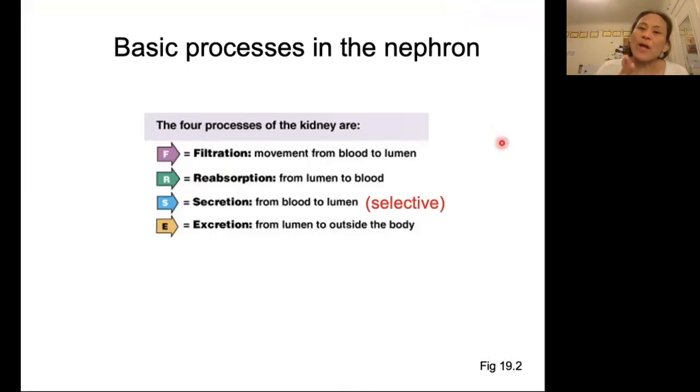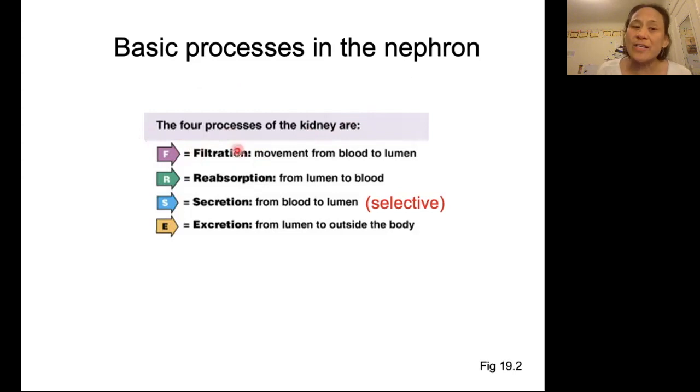Okay, so we just went over some of the basic anatomy of the kidneys. Now I want to go over the basic processes that occur in the nephron. We have four main processes that occur in the nephron slash kidney. They are the following. One, filtration.